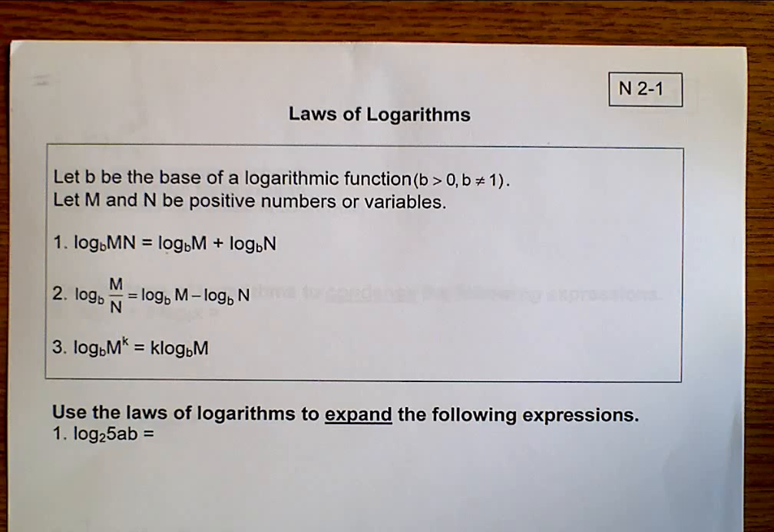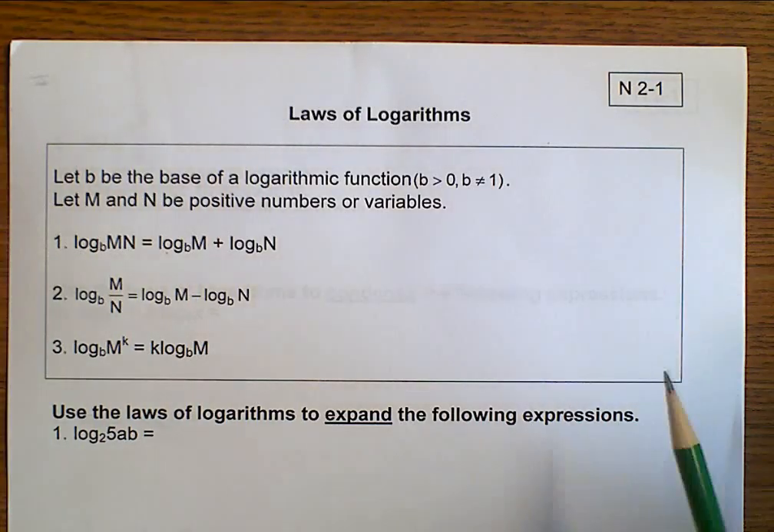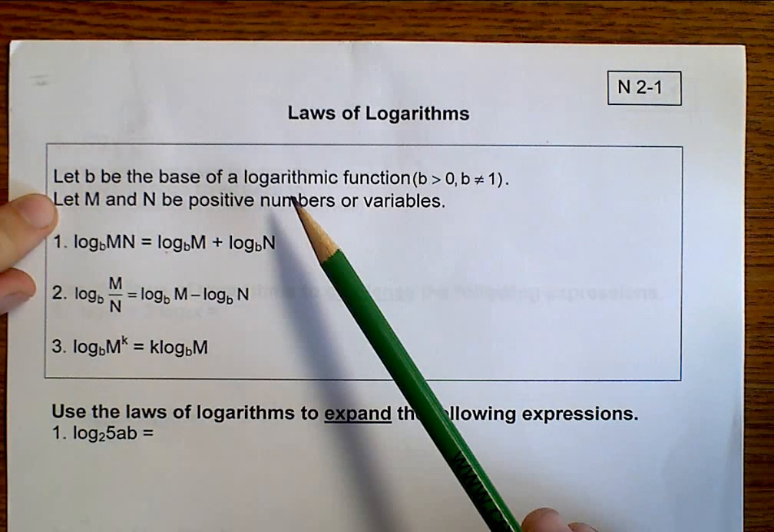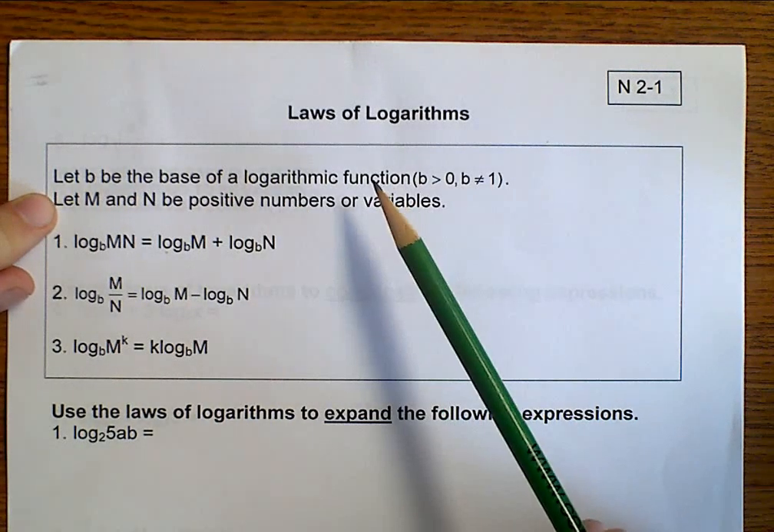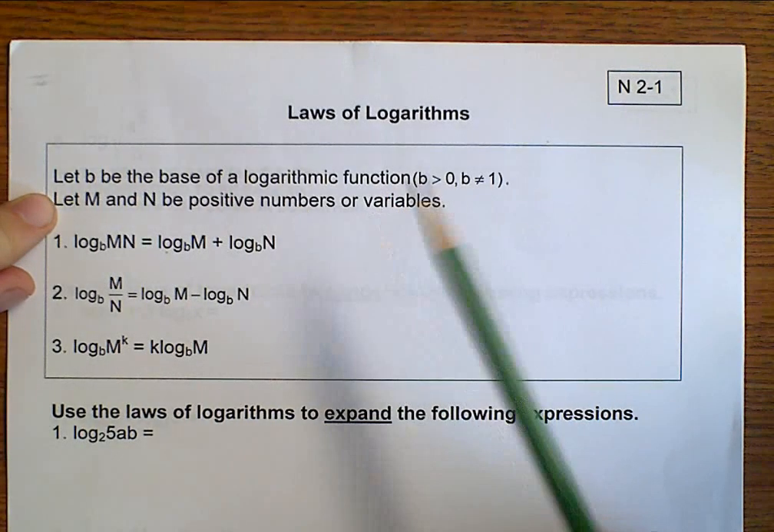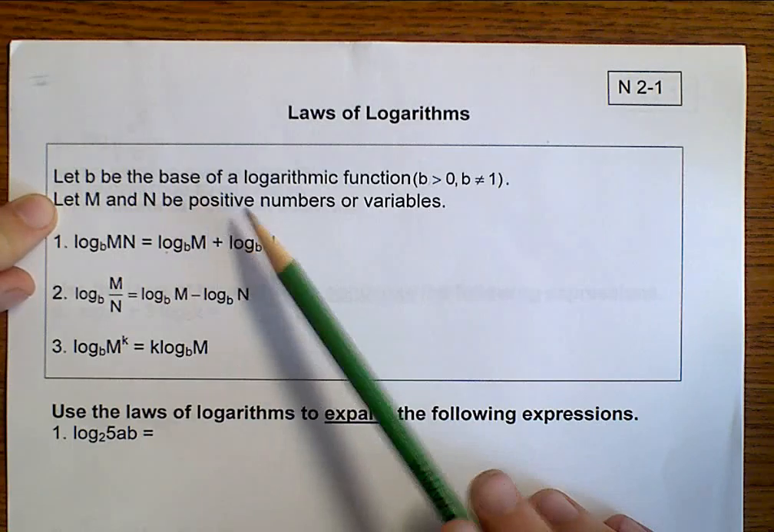Hello, this is Algebra 2 on the laws of logarithms, Unit 2-1. So, here are some basic rules. Let b be the base of a logarithmic function as long as b is greater than 0 and not equal to 1. M and n will be positive numbers or variables.